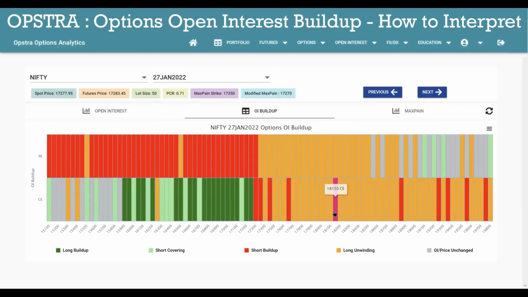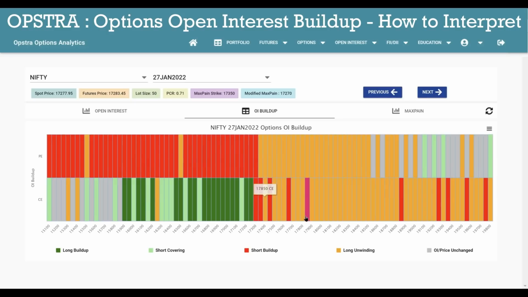Now coming back to the options open interest build-up. Here we have put options on the top side and call options on the bottom side. For each strike, you have a bar representing that particular option for that particular strike price.